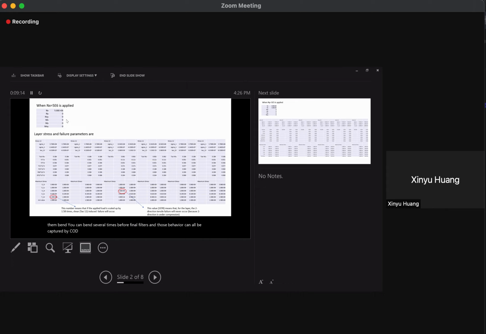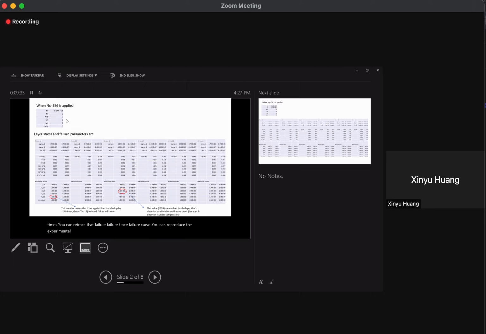Your CLT code, you just trace through the failure criteria, the failure sequence. You update the matrix and you recalculate maybe 2-3 times. You can retrace that failure curve. You can reproduce the experimental results.